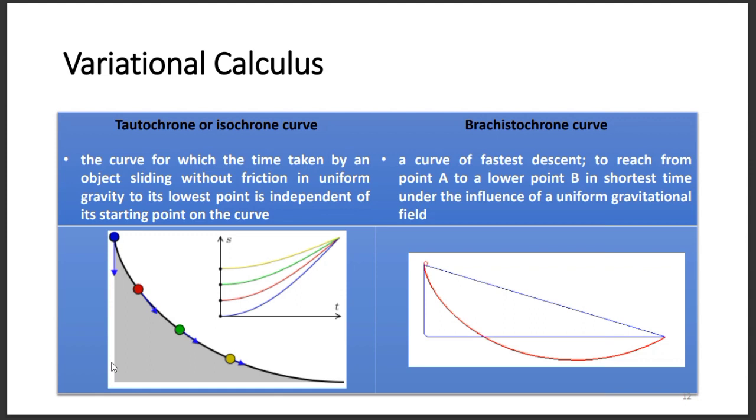Then our second curve is brachistochrone curve, a curve of fastest descent to reach from point A to lower point B in the shortest time under the influence of uniform gravitational field. If I have an object at this point and we release it, by the shortest path this one will reach first. Under the same effect of gravitational field, uniform gravitational field.